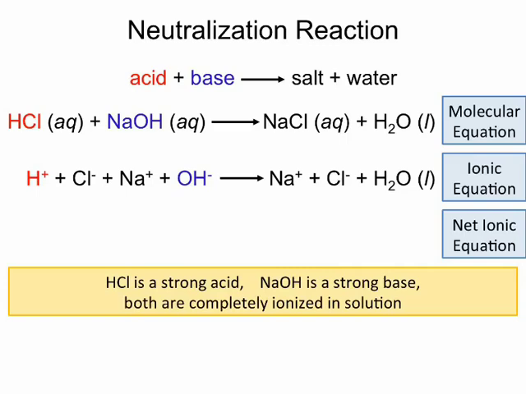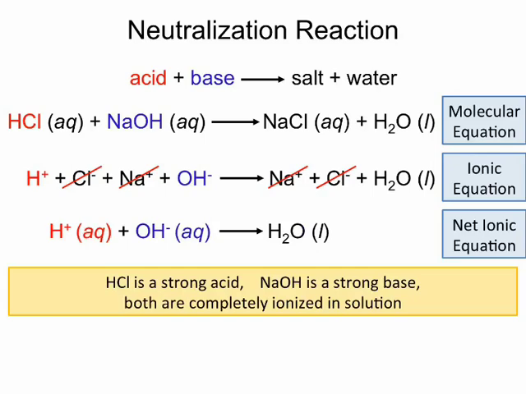And the reason why this works is because HCl and sodium hydroxide are both a strong acid and a strong base, so they completely dissociate in solution and form these ions. All right, now these are the spectator ions that I'm crossing out here, and so we get a net ionic equation of H plus OH minus goes to water.